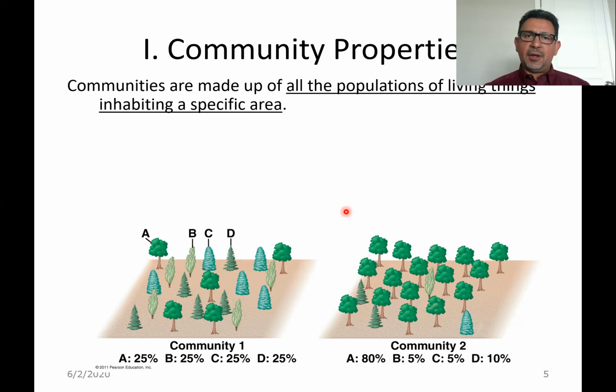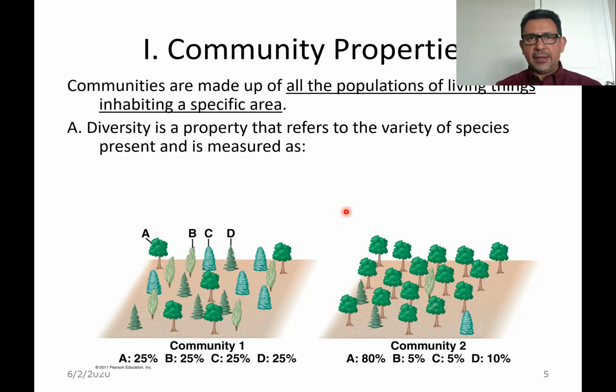So keep in mind that a community is going to be all of the populations, all the living organisms sharing one common place, one common area. But we are limited only to living things. Non-living things, those are going to be part of the next hierarchical level of life, which is going to be ecosystems. But when you look at communities, one of the characteristics you want to look at is going to be diversity. Diversity refers to the variety of species, how many different kinds of species are present in a community.